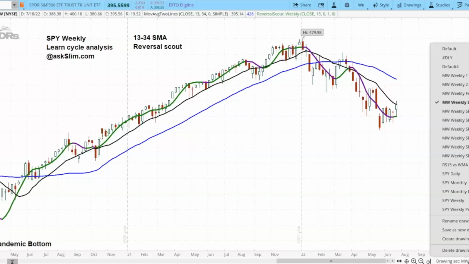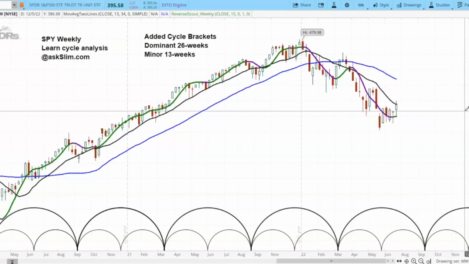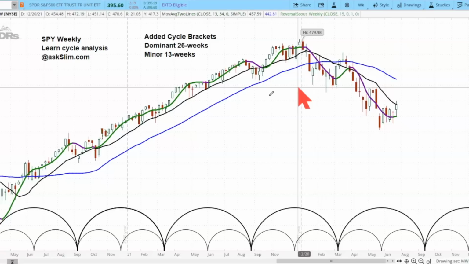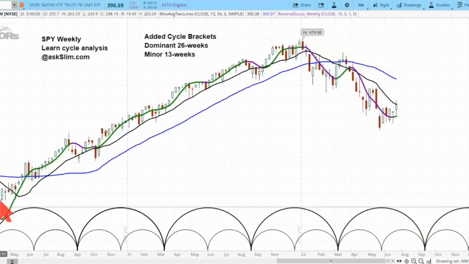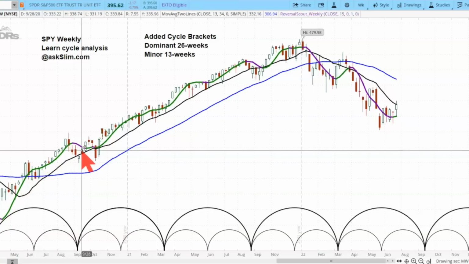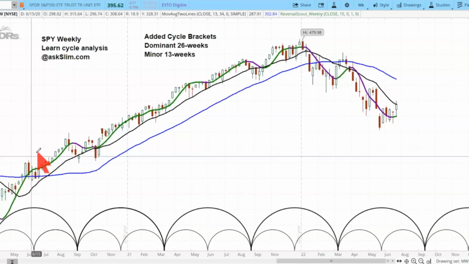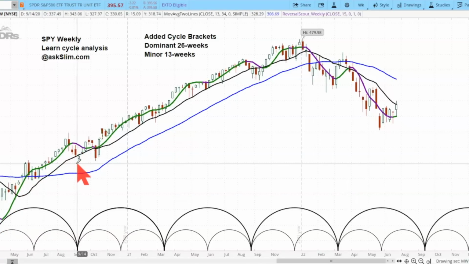So we're going to look here at slide number 2, and here you can see we're adding in cycle brackets. Now, what we've identified looking in here is that there is a dominant cycle right over here. Cycle, again, is from this low here at the pandemic bottom. The dominant cycle right in here is 26 weeks. So it's this period right in here that is 26 weeks.